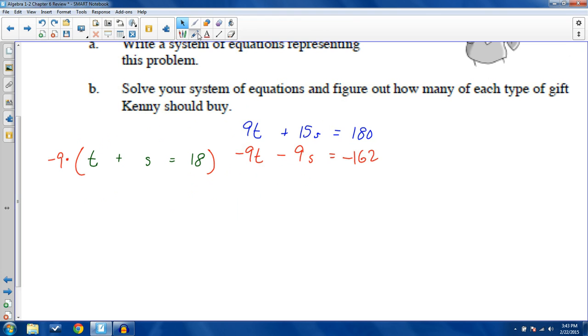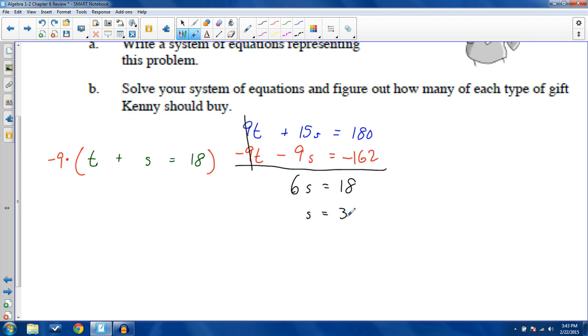So these guys, here we go. When I add down, I get 9t minus 9t is 0, 15s minus 9s is 6s, 180 minus 162 is 18. 6s is 18, s is 3. Now, you should get an integer value. If you didn't, then you can't have a decimal value of a shirt, a sweatshirt, or whatever else. So hopefully you land on a good number.